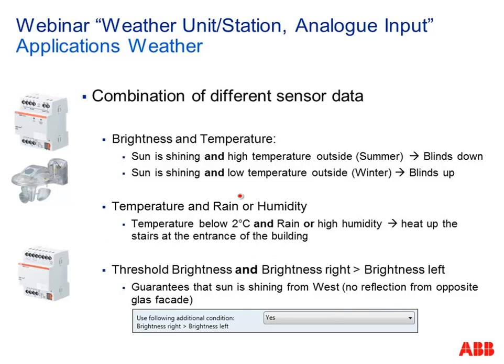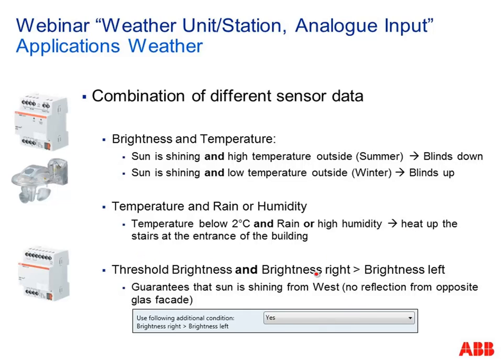Or here another solution from a real project. We measure the outside temperature and rain, the situation, rain yes or no, we know, and also the humidity of the air. And I compared the following way. If the outside temperature is below 2 degrees and it's raining or it's high humidity outside, then some stairs at the entrance of a building will be heated up to have no slippery, let me say, surface. Solution we have here in our Heidelberg hotel next to our factory, where KNX is installed, so a quite nice solution.